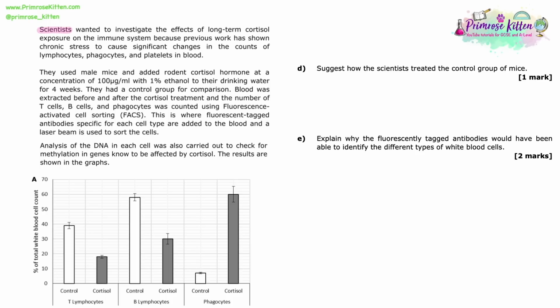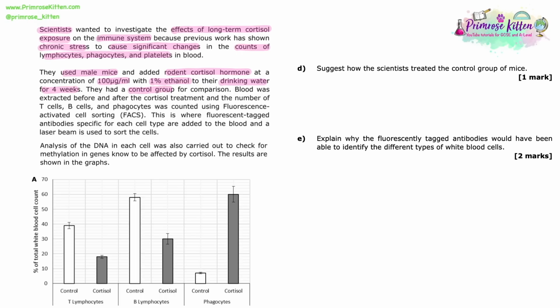Scientists wanted to investigate the effects of long-term cortisol exposure on the immune system because previous work has shown chronic stress to cause significant changes in the counts of lymphocytes, phagocytes, and platelets in blood. They used male mice and added rodent cortisol hormone at a concentration of 100 micrograms per milliliter with 1% ethanol to their drinking water for 4 weeks. They had a control group for comparison.